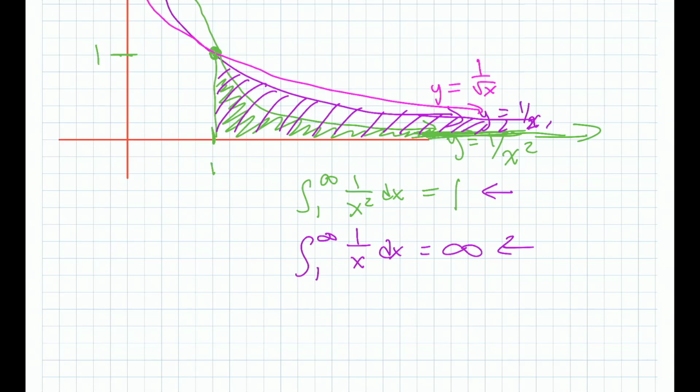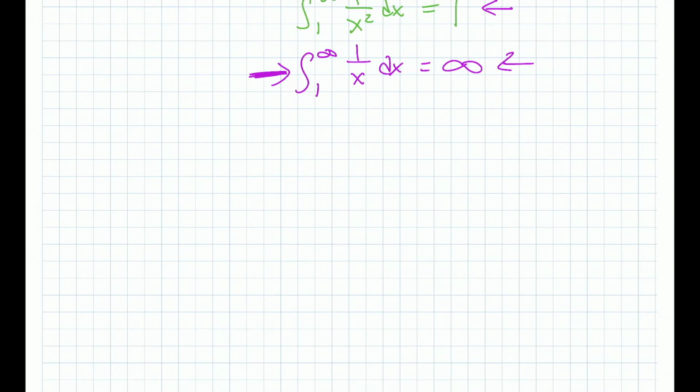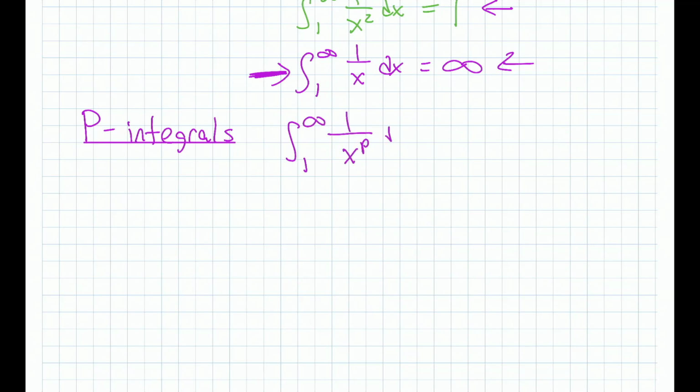And it turns out that this is kind of a cutoff value. So there's an integral that you can call p integrals. I don't know if they do in your book, but p integrals. So a p integral is an integral from 1 to infinity of 1 over x to the p. And they use a p, so that's why they call it a p integral.